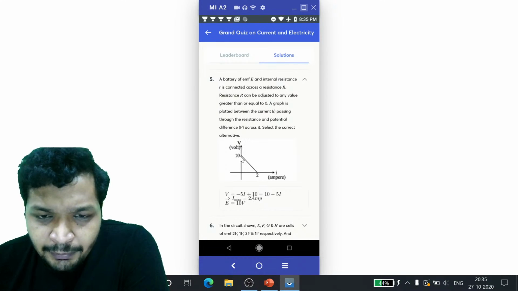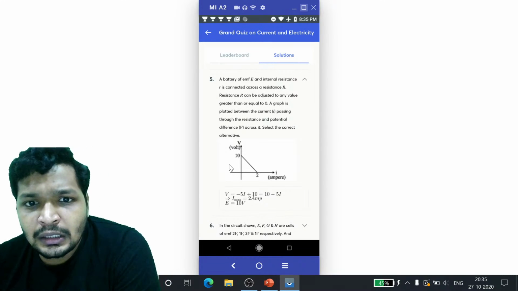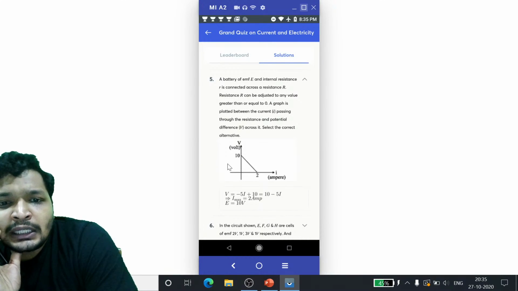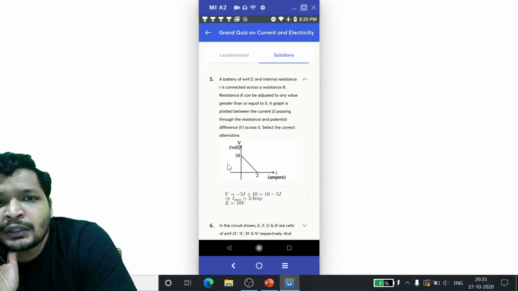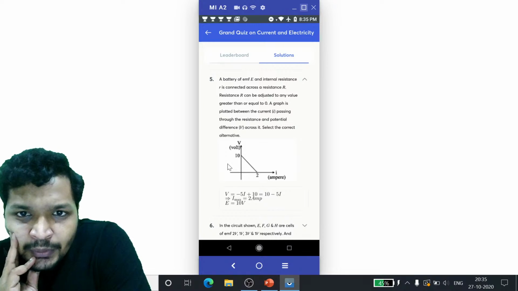I think from this VI graph we can find out the maximum current. From the maximum current we can get the value of, I think EMF was asked. EMF of the battery was asked, wasn't it? So simply do E minus IR is equal to... maximum current would flow through it only when internal resistance is neither given to us.